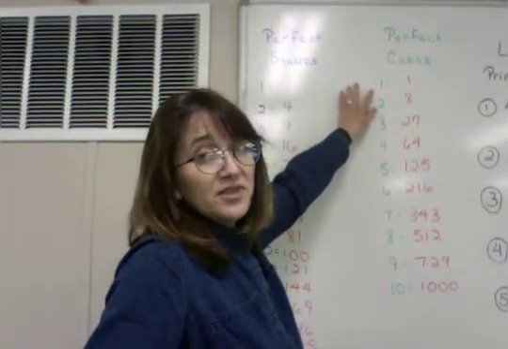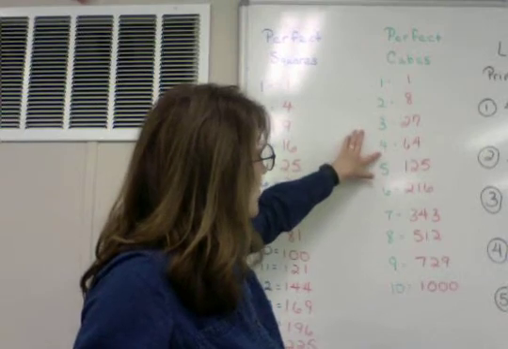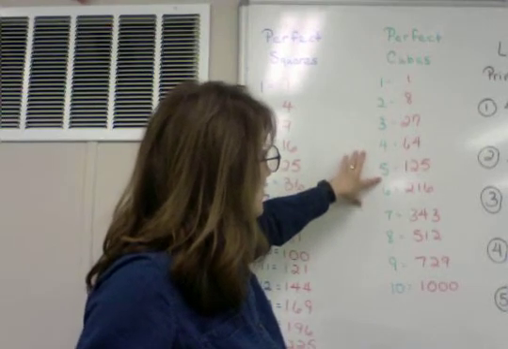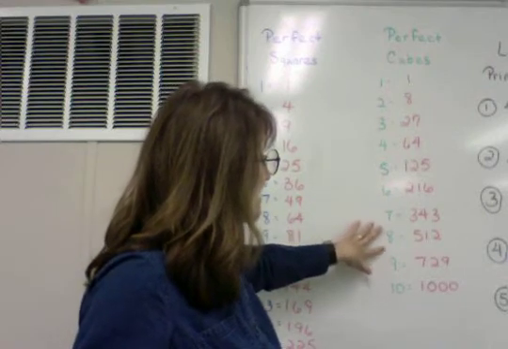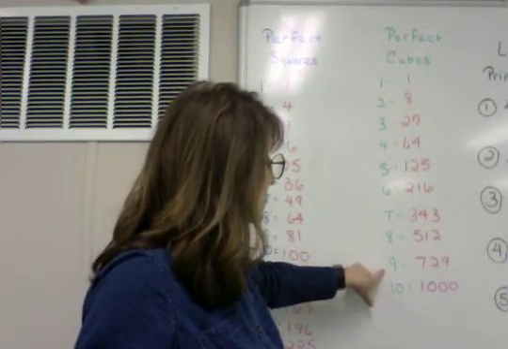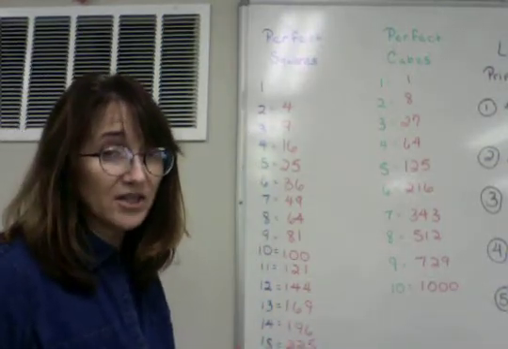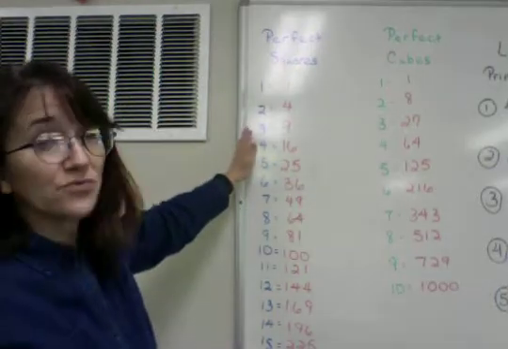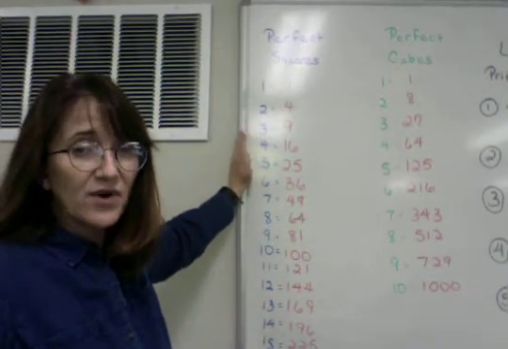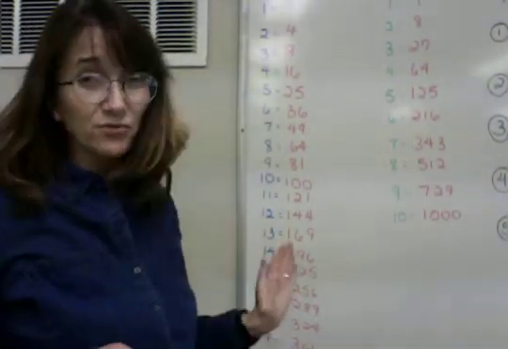So the perfect cube of 1 is 1, 2 is 8, 3 is 27, 4 is 64, 5 is 125, 6 is 216, 7 is 343, 8 is 512, 9 is 729, and 10 is 1,000. If you see these under a radical with the index of 3, that's a cube. Just a regular radical sign, it's a square. And if you see these numbers in there, then this first number is their root.